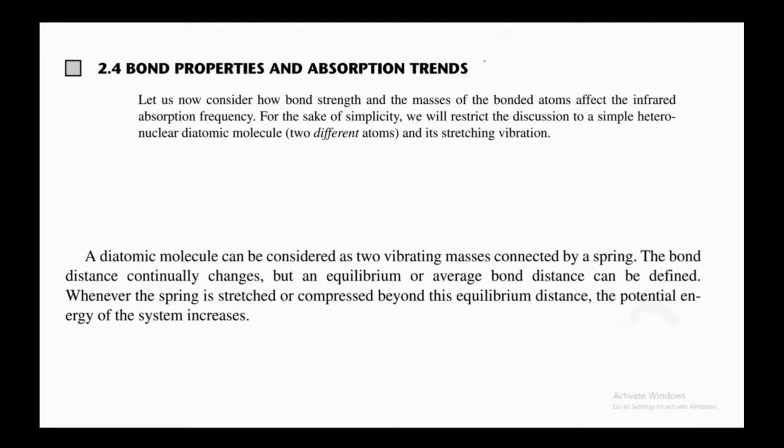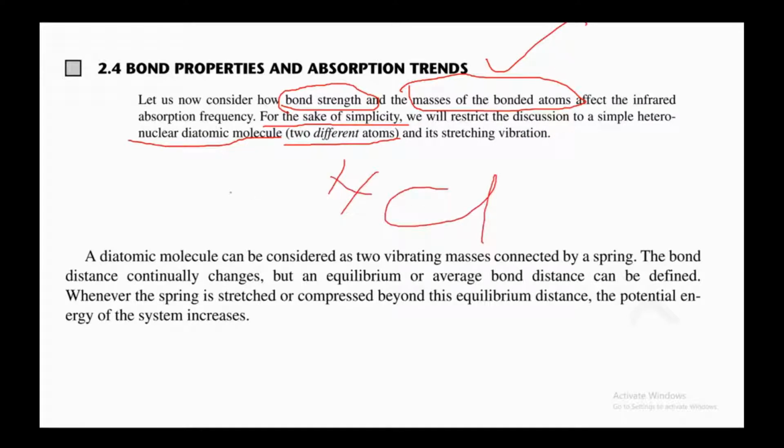Now, the next topic is bond properties and absorption trends. Let us now consider how bond strength and the masses of the bonded atoms affect the IR absorption frequency. For the sake of simplicity, we will restrict the discussion to a simple heteronuclear diatomic molecule, meaning having two different atoms, such as HCl. HCl is a heteronuclear diatomic molecule because it contains two atoms, H and Cl.